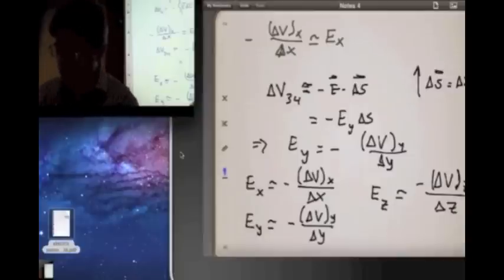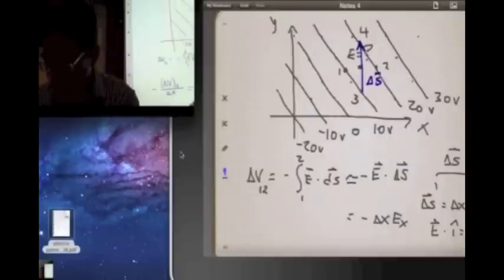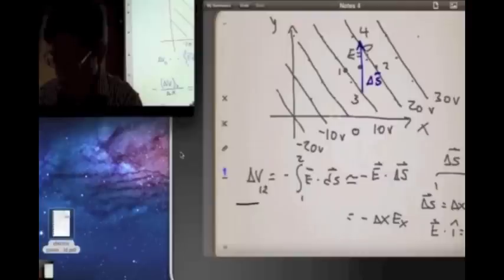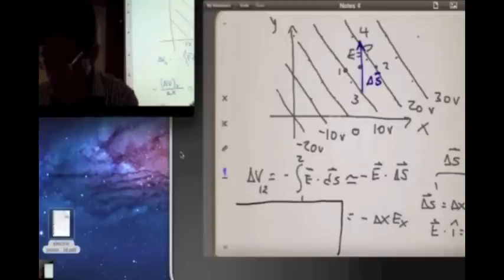So if you do that for our example over here, I had given you some numbers last time. Let's say that this was 1 meter over here. And let's say that this is 1 meter in the y direction.